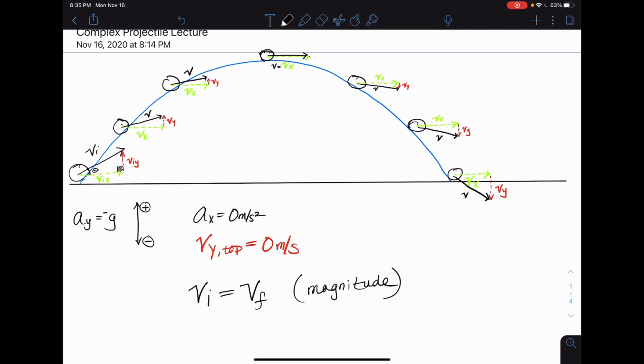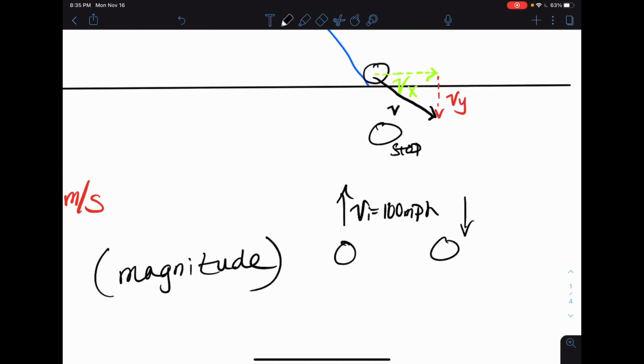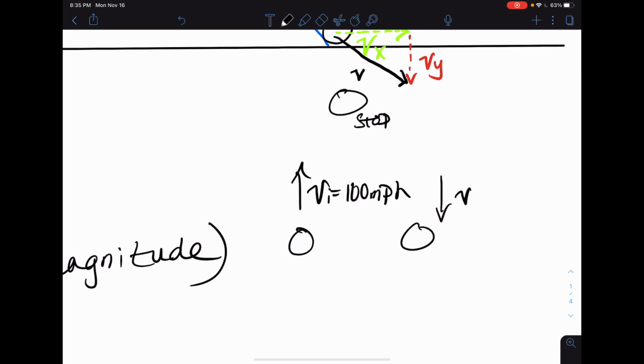And this is very similar to if I was to throw a ball straight up in the air at 100 miles an hour. And the ball went straight up, came to a stop at the top, right? And then on the way down, I was to catch the ball. Without any wind or any air resistance, this Vf would equal negative 100 miles per hour. The magnitudes though, right? The 100 would be symmetrical, would be the same.